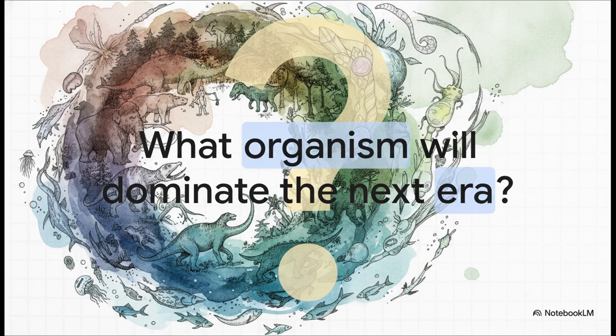But we can't wrap up this explainer without looking forward. Everything we've seen shows that life on Earth is entirely at the mercy of ever-changing ecosystems, fluctuating temperatures, and shifting continents. So we have to ask ourselves, we've had an era of aquatic life, an era of giant reptiles, and our current era of mammals.